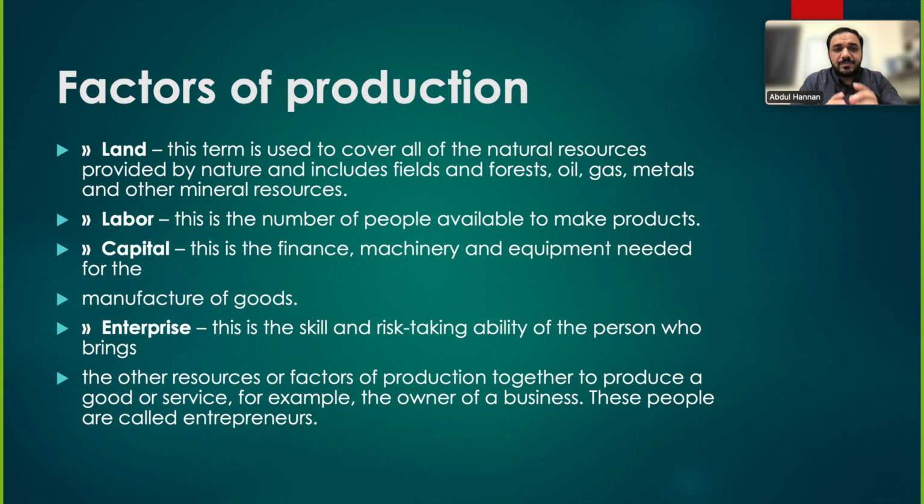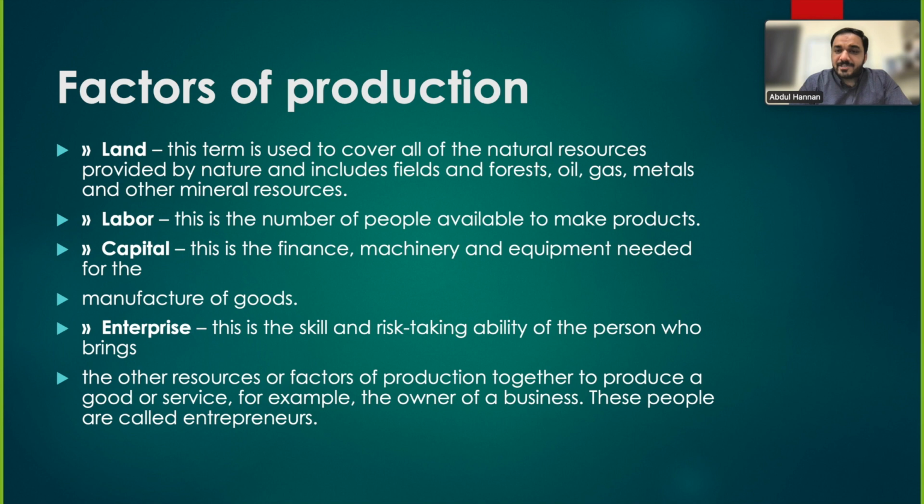Land, this term is used to cover all of the natural resources provided by nature and includes fields, forests, oil, gas, metals, and other mineral resources. This is natural. Okay. Labor, this is the number of people available to make products, like laborers, workers, workforce, manpower, who are working in the organization with the production process.